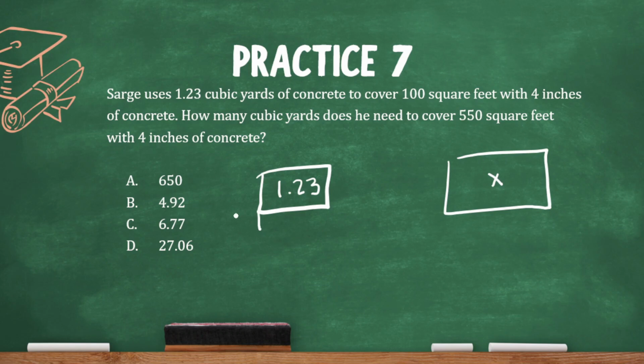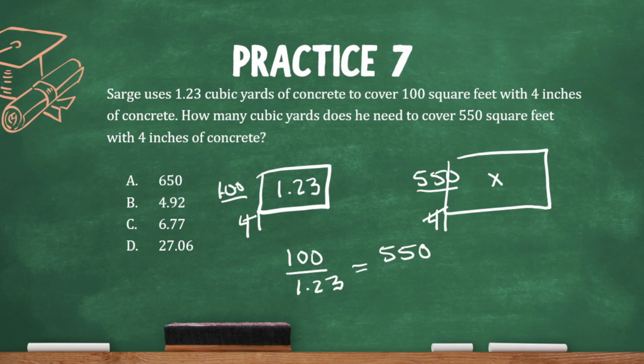The height of this is 4 inches, and the height of this is also 4 inches. This one is 100 square feet, while this one is 550 square feet. So how many times bigger is the second one? Well, this is the same, so we can kind of ignore it, and we can set up a proportion with the rest, right? So 100 square feet is to 1.23 cubic yards, as 550 square feet is to X cubic yards. Let's cross multiply and solve.